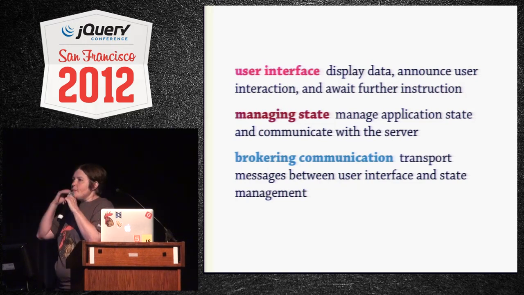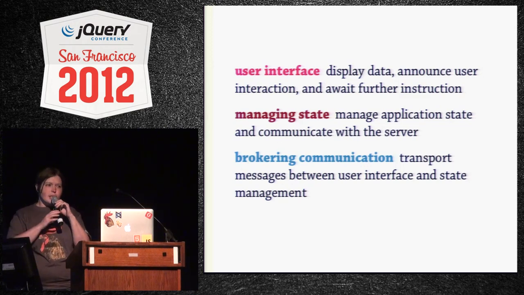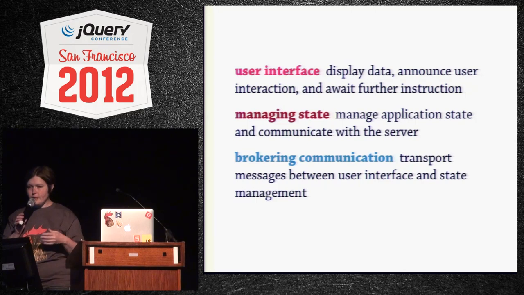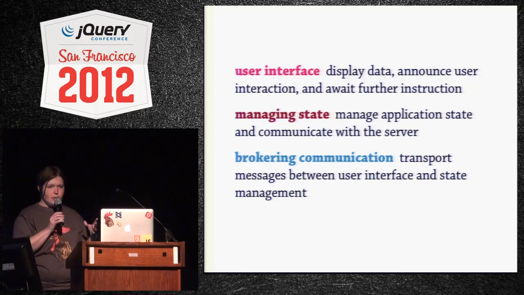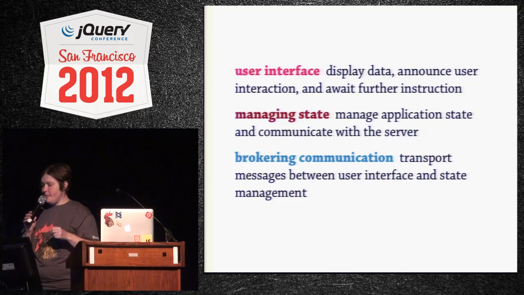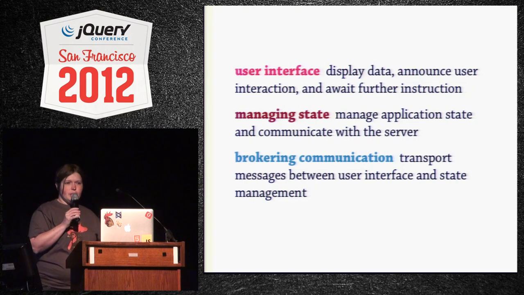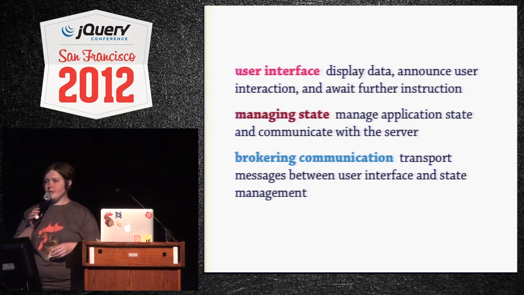Number two, we need to manage state. In jQuery land, you have a few different options. You can use the DOM to manage state. You can use the data method or data attributes to manage state. You can do your own state management by just keeping objects around.